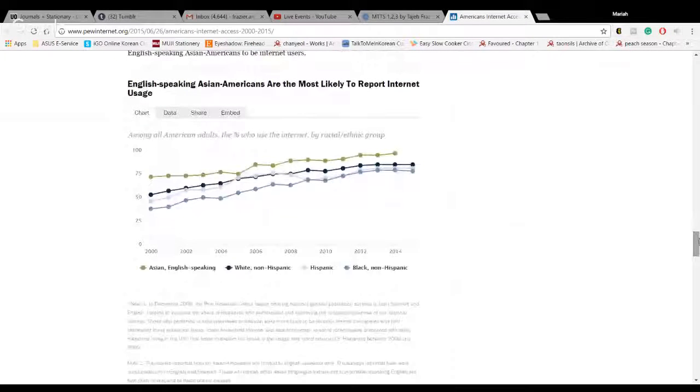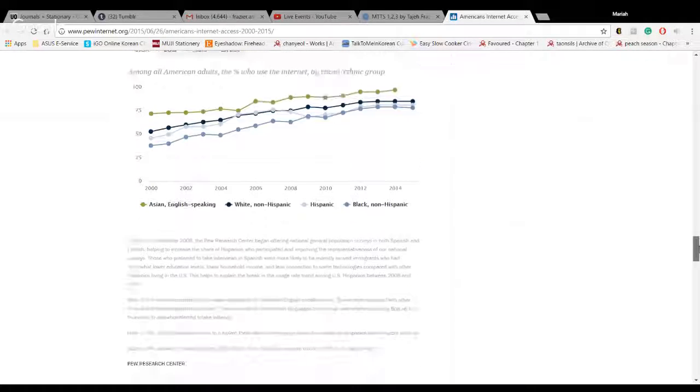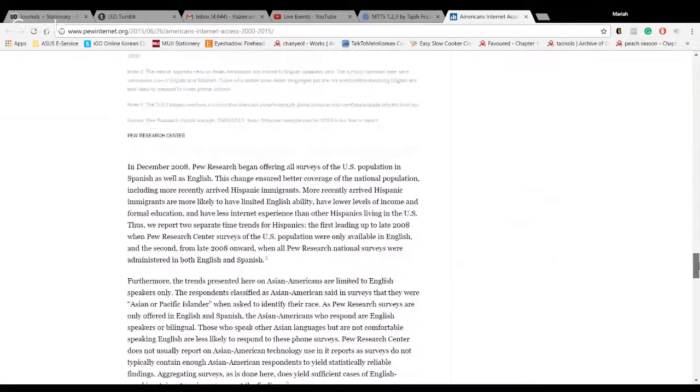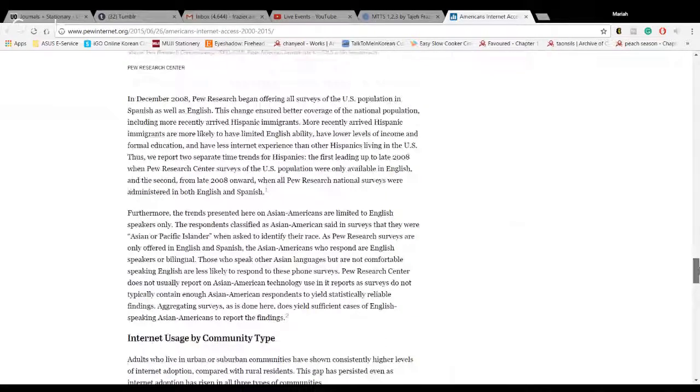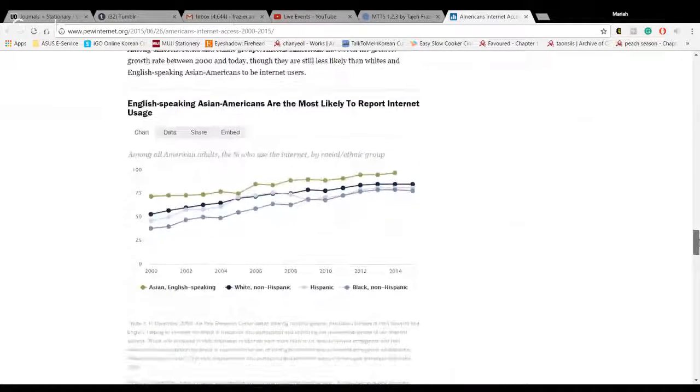And here you can see that it's divided by race and ethnicity. English-speaking Asian Americans are more likely to report internet usage. So in December 2005, they began offering surveys of the whole U.S. population in Spanish as well as English.